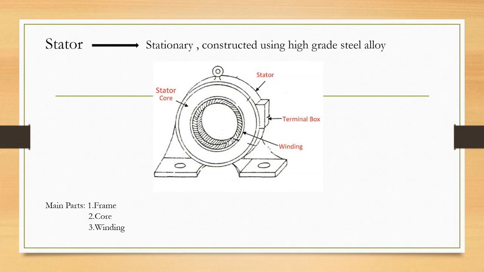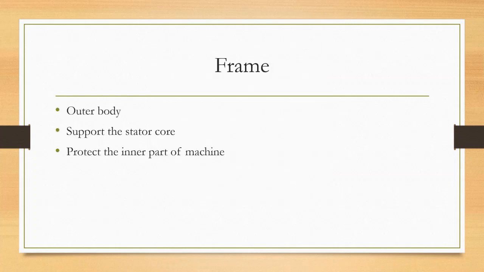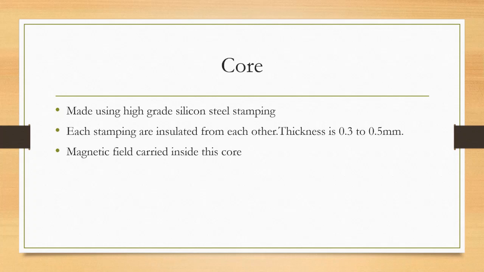We will see what is a frame. A frame is the outer body. It supports the stator core. It protects the inner part of the machine. And the second part is the core. The core is made of high-grade silicon steel stamping, and each stamping is insulated from each other. It has a thickness of 0.3 to 0.5 millimeter, and inside this core, the magnetic field is carried.